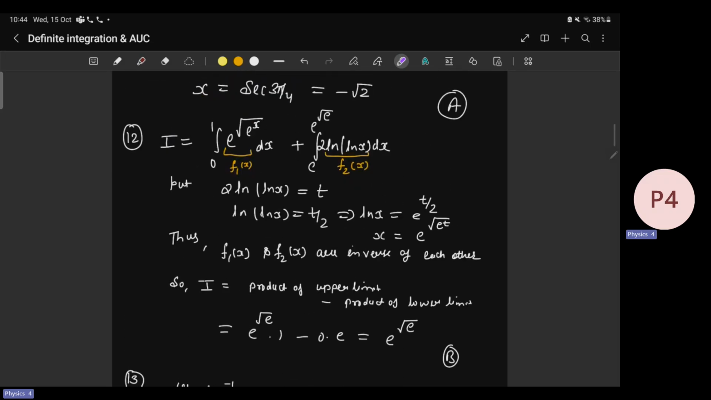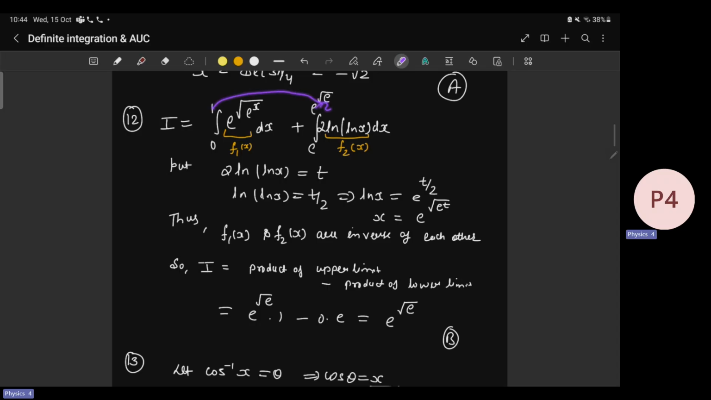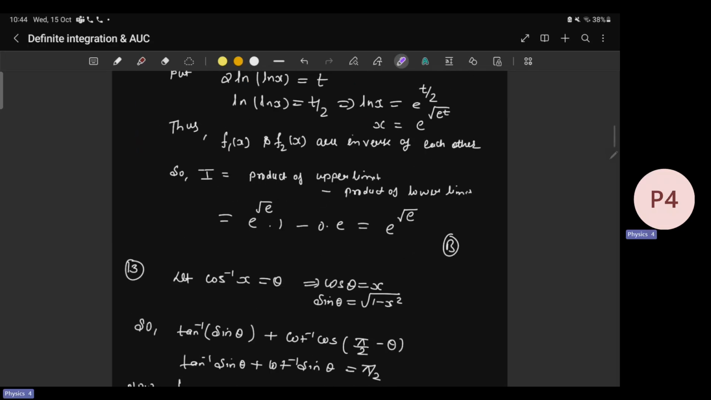So the product of upper limits will be 1 into e root e, minus the product of lower limits, which is 0. So the final answer is this. This is an important question. You can mark it for yourself. Okay, so the answer is option number B.